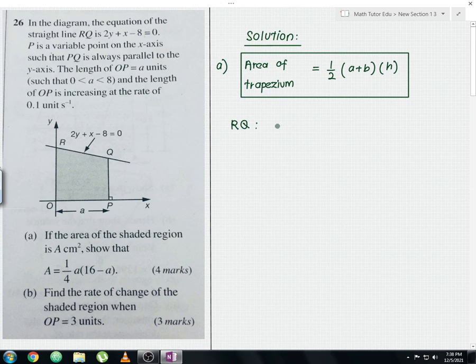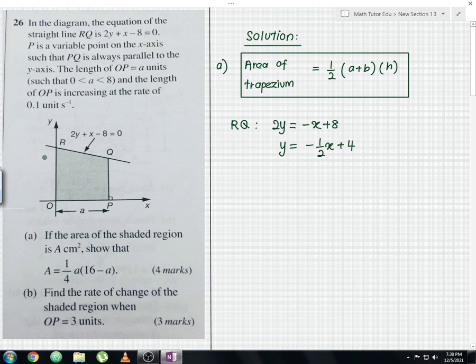So from here, 2y is equal to negative x plus 8. So from here, y will be equal to negative half x plus 4. Okay, so far so good. So from here, what we're going to do is find the length of the two sides. Okay, let us start with the length of OR. Okay, the longer one.